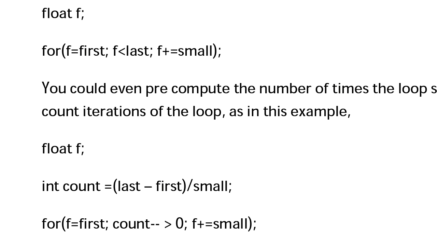Instead of that, you could even pre-compute the number of times the loop should be executed and use an integer to count iterations of the loop. Just getting the count is very simple: count equals last minus first divided by small. So float f, and for f equals first, count minus minus, that is decrement the counter. If it is greater than 0, f plus equals small.